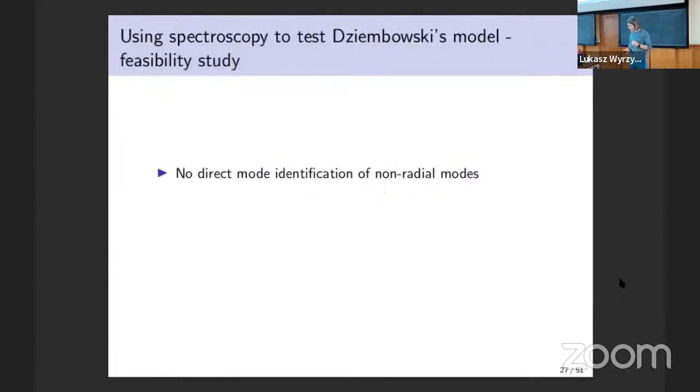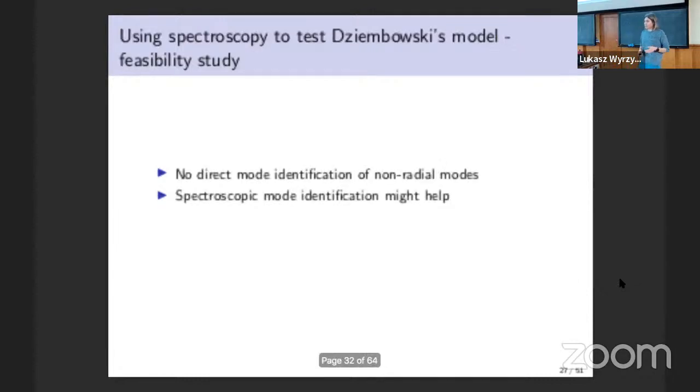Okay, so we have a lot of stars in which we observe those additional signals, and we have a very nice theory explaining that, but there is still no direct mode identification. And one way to do that would be to use spectroscopic data.